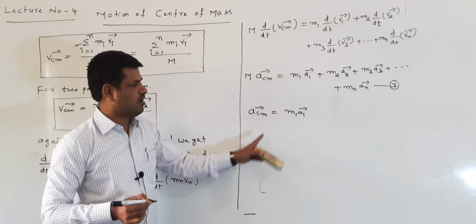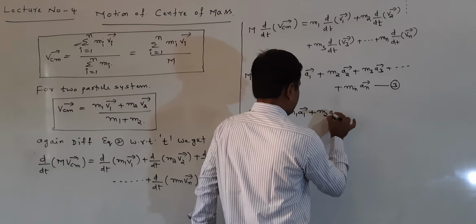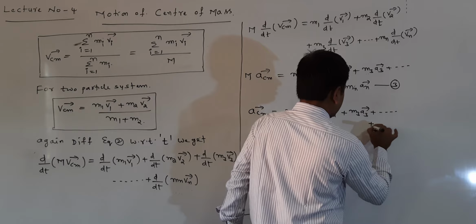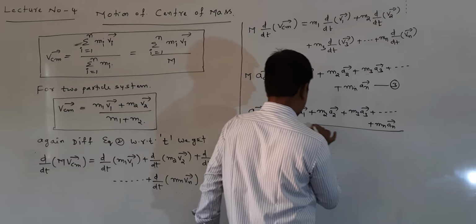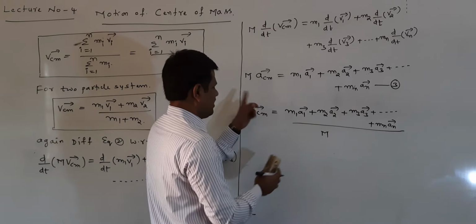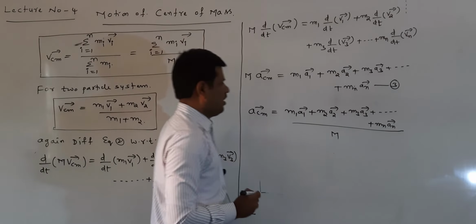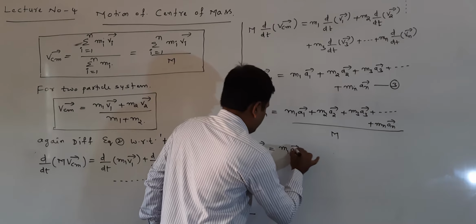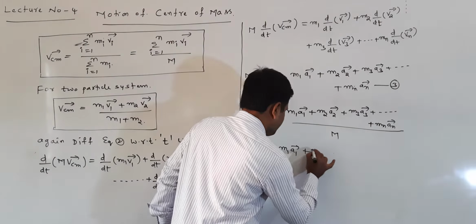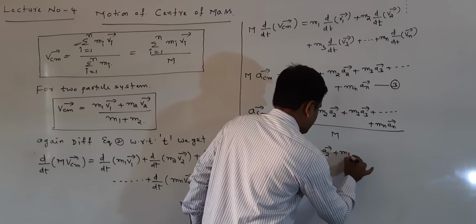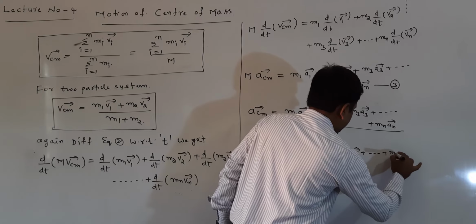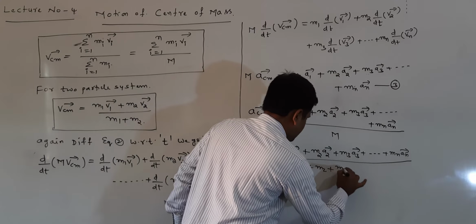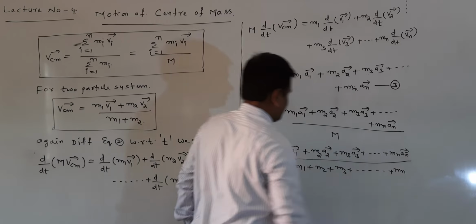Okay. Now from this, ACM bar is equal to m1 a1 bar plus m2 a2 bar plus m3 a3 bar plus and so on plus mn an bar by capital M. Now I am writing the formula: ACM bar is equal to m1 a1 bar plus m2 a2 bar plus m3 a3 bar plus and so on plus mn an bar by m1 plus m2 plus m3 plus and so on plus mn.